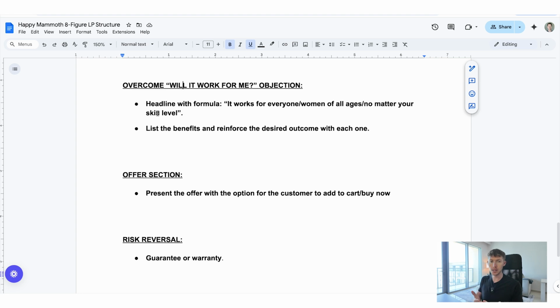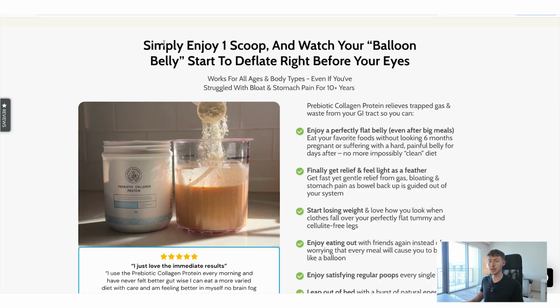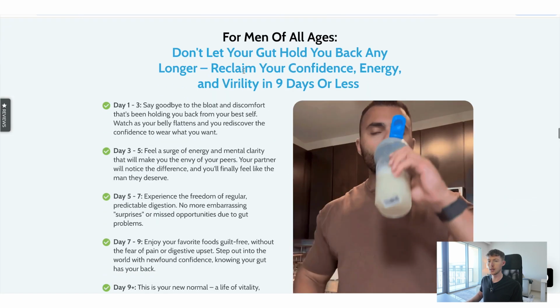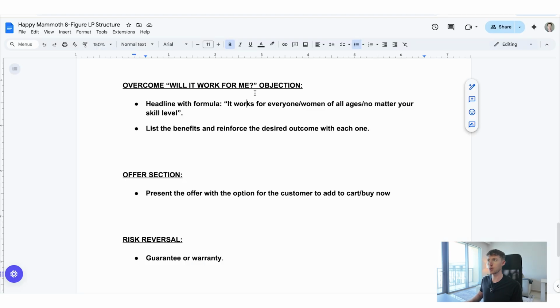So the way that Happy Mammoth is doing this is they have a headline with some sort of formula that is like, it works for everyone, right? It works for women of all ages. It works no matter your skill level. That is really the structure that they're following here. Simply enjoy 1 scoop, but then we can see here, works for all ages and body types. In this example, we can see works for women of all ages. Okay, so we're overcoming that objection.